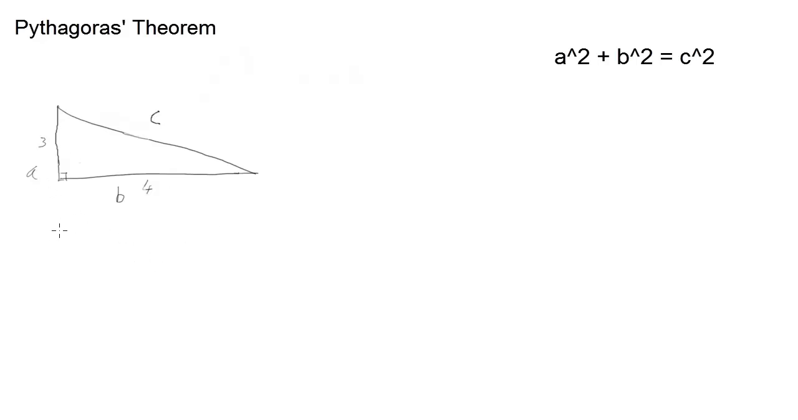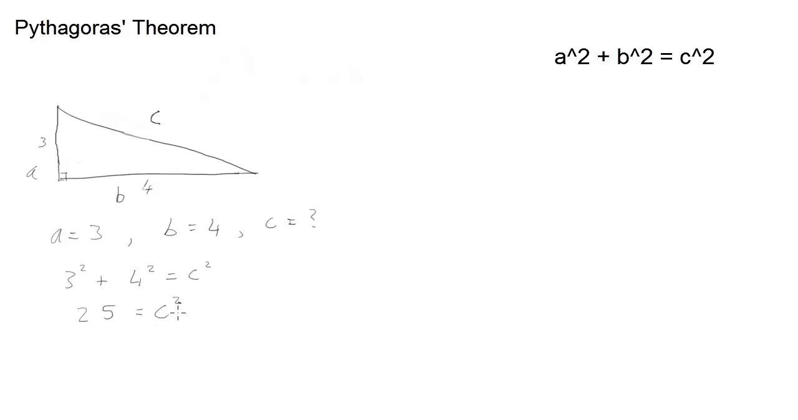Now, let's apply Pythagoras. We know that a is 3 and b is 4, and c is what we want to find out. So let's have a look at our formula up here. a squared plus b squared equals c squared. If a is 3, then we have a squared, 3 squared, plus b squared, 4 squared, is equal to c squared. If you add 3 squared and 4 squared in your calculator, you get 25, because 3 squared is 9, 4 squared is 16, 9 plus 16 is 25, and this is c squared.